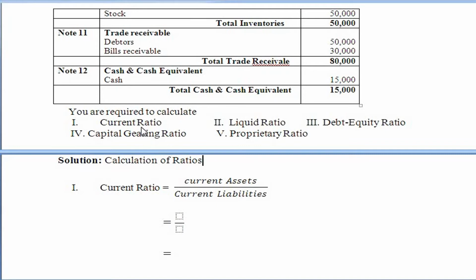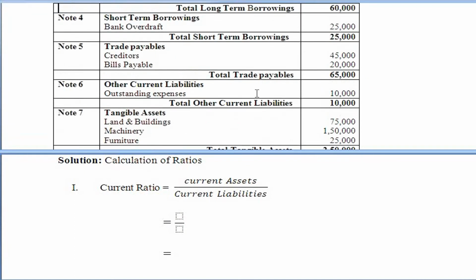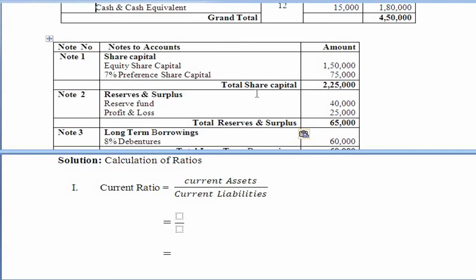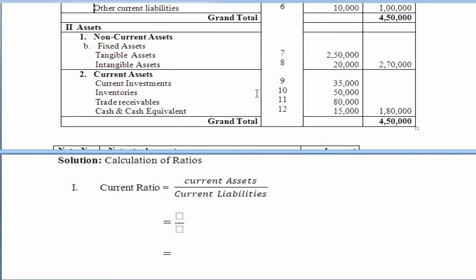Now what is the first ratio we need to find out? Current ratio. So write here, first one, current ratio. The formula of current ratio is current assets divided by current liabilities. Now we need to find out the amount of current assets and the amount of current liabilities. For that we need to check the balance sheet. Here we don't need to calculate the amount of current assets. It has been given in the balance sheet.